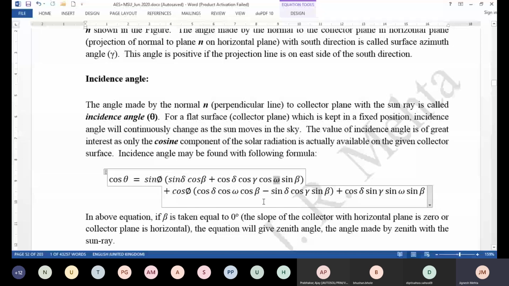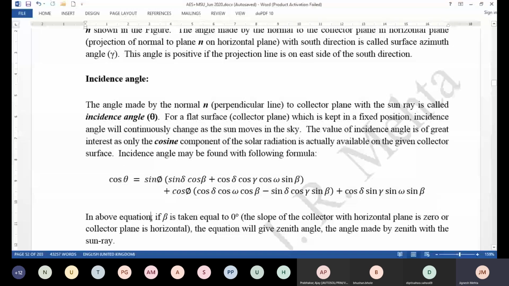If you want to know, at a given point of time and a given geographical location on the surface of the Earth, at what angle the sun ray is going to strike my collector surface, you need to use this formula. Of course, it will be continuously changing with time, but for a given point of time, you can get it with this formula. So you can write down this formula, and you may have to use it in some of the examples.